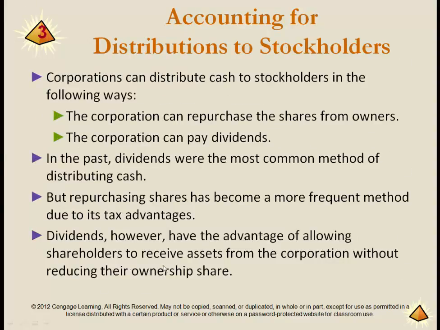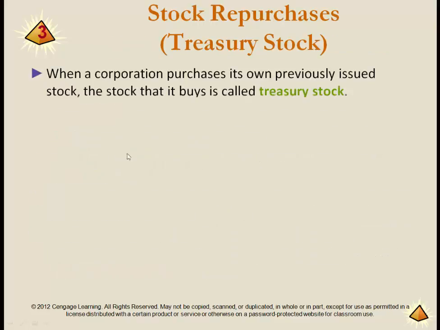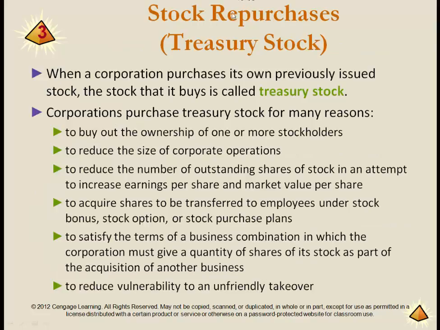So what do we do for distributions to shareholders? We pay them out in dividends, and we'll talk about that in just a minute. They repurchase shares. That's a treasury stock, and then they can also get dividends without reducing their shares. So let's talk first about stock repurchases or treasury stock.